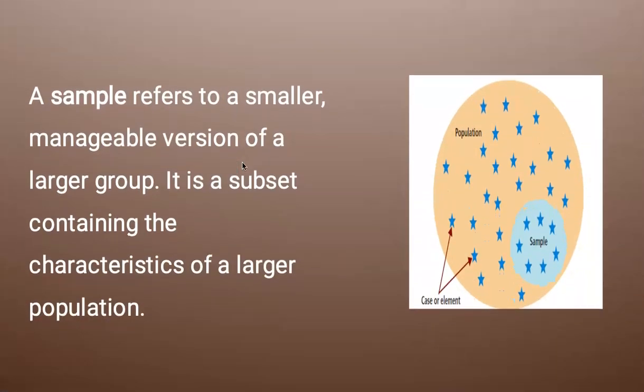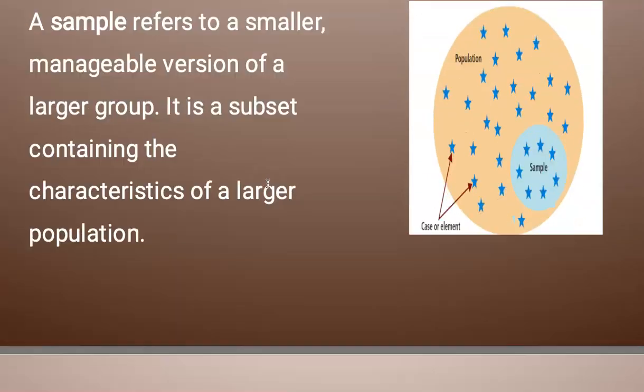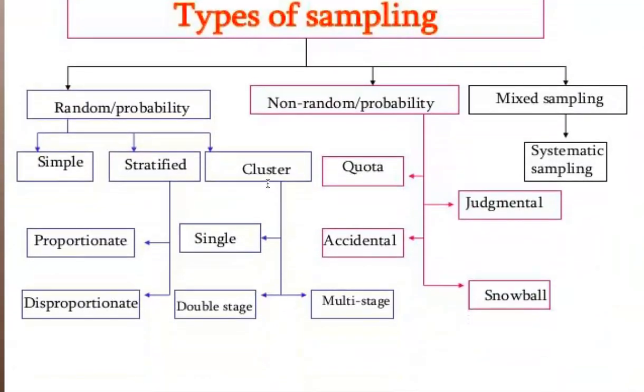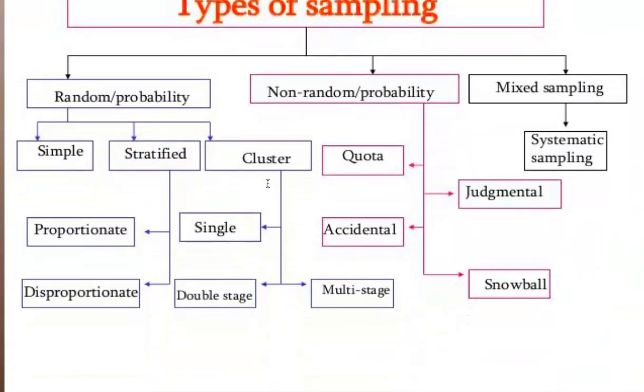A sample refers to a smaller, measurable version of the larger group. It is a subset containing the characteristics of the larger population. So the sample should represent the character of the whole of the population. Types of sampling. There are different types of sampling: random or probability sampling, non-random or non-probability sampling, or mixed sampling.